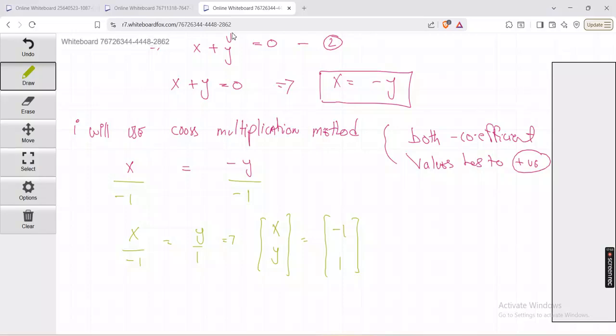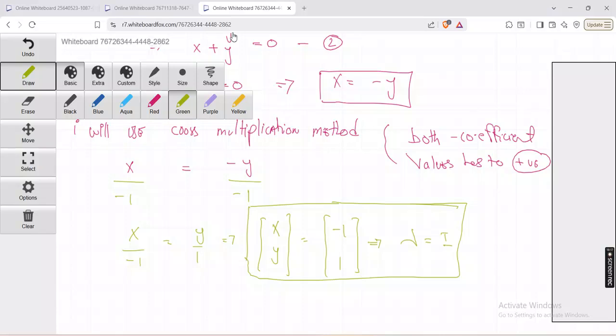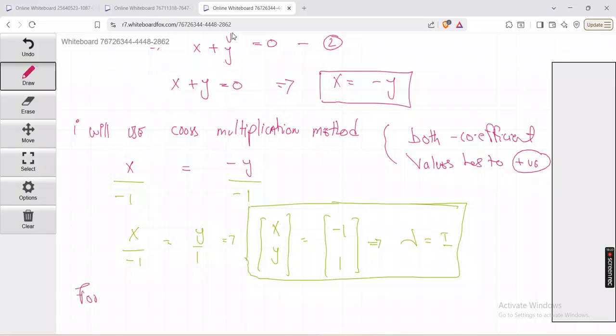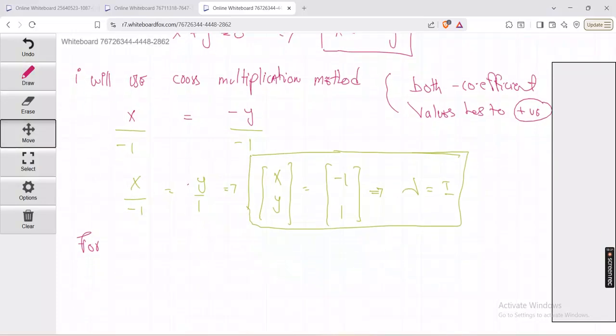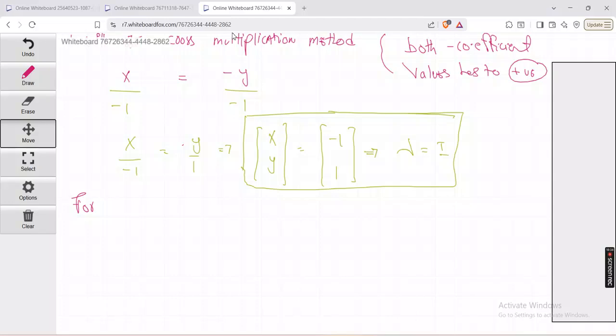So this is for lambda is equal to 1. Now, once you have a minus in the coefficient, you have to make it positive. And once you get the values here, just put them in column form, and this is your eigenvector for this lambda.